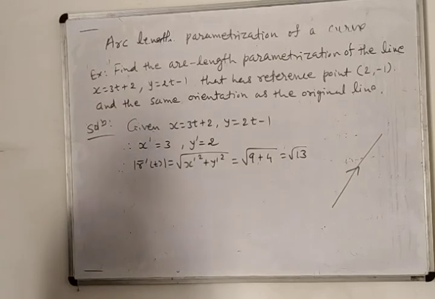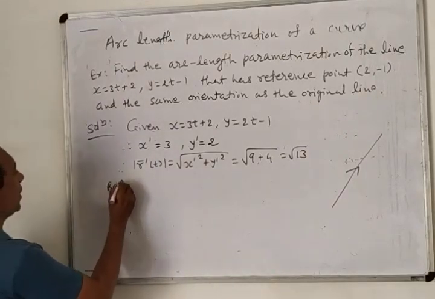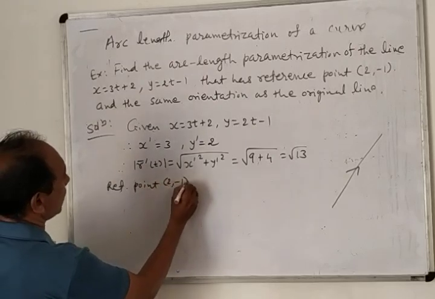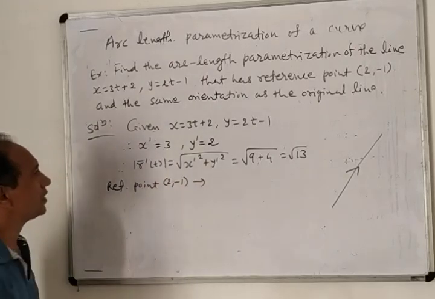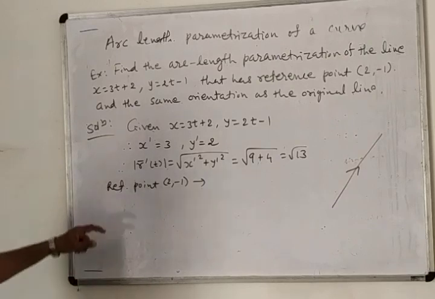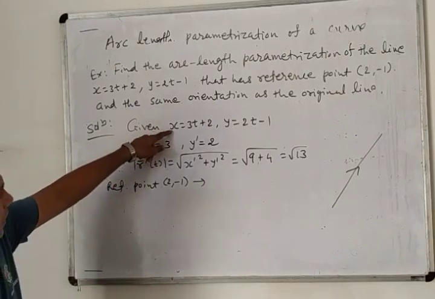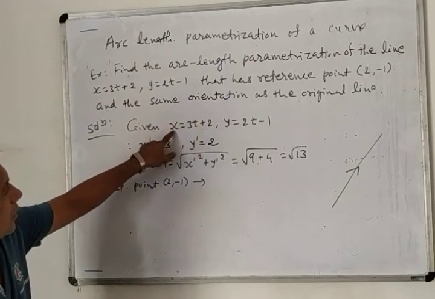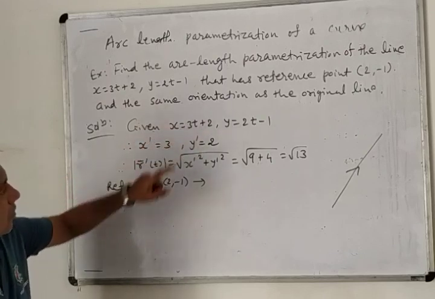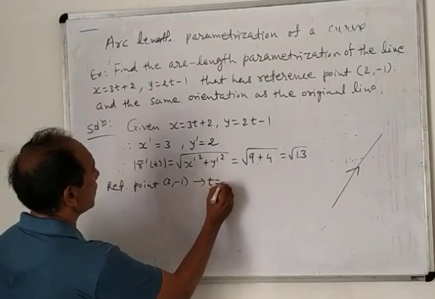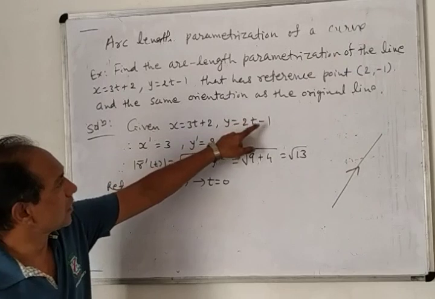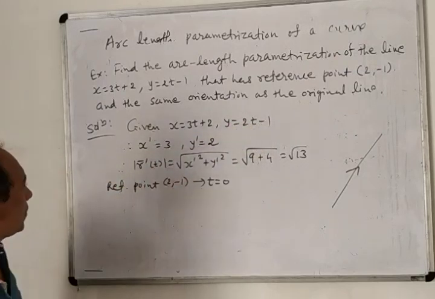Okay. And the reference point given is (2, minus 1). So correspondingly we will find out the value of t0. When we put x equal to 2 here, 2 and 2 will be cancelled. So 3t equal to 0, that means t equal to 0. Likewise if we put y equal to minus 1, then minus 1 and minus 1 will be cancelled. So t equal to 0.